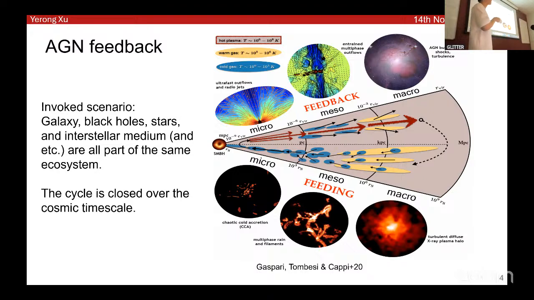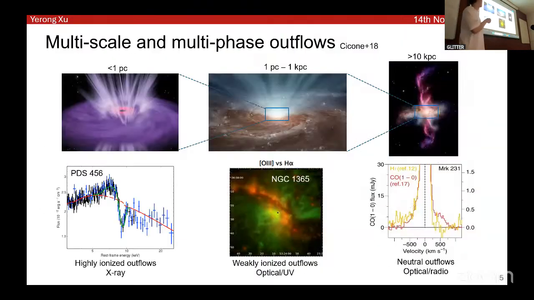But this scenario is very ambitious and very challenging to understand, because we need to consider the multi-scale and multi-phase physics in both theoretical simulations and observations. But still, it's a very beautiful scenario. And here you can find some beautiful pictures from observations showing the multi-scale and multi-phase outflows detected in AGN systems, from the very central region to the galaxy scale, and then into the intra-cluster scales.